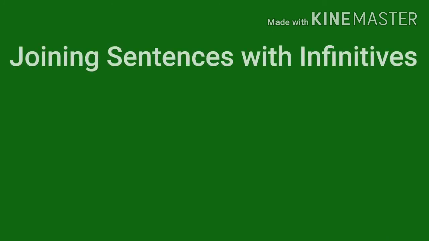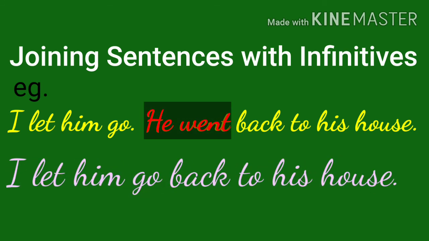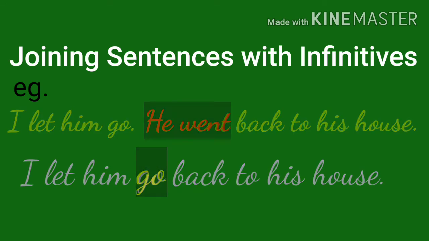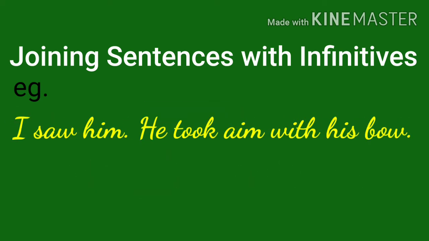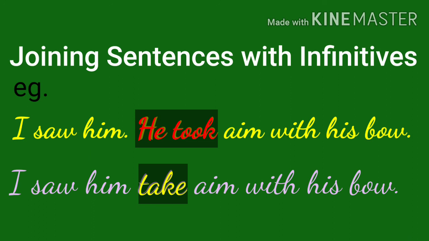The next thing that I'm going to discuss today is joining sentences with infinitives. The first example, I let him go, he went back to his house. So how do I join these two sentences using infinitives? I let him go back to his house. I saw him, he took aim with his bow. I saw him take aim with his bow.